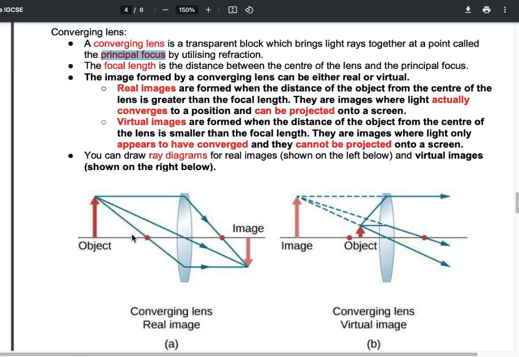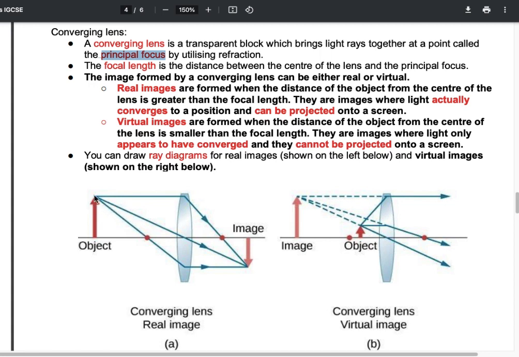Okay, any ray that is passing through this principal focus, this red point before the lens, any ray that is passing through that point will, when it hits the lens, be refracted to be parallel to the principal axis. So there are three rules of forming an image. We're going to write the three rules.